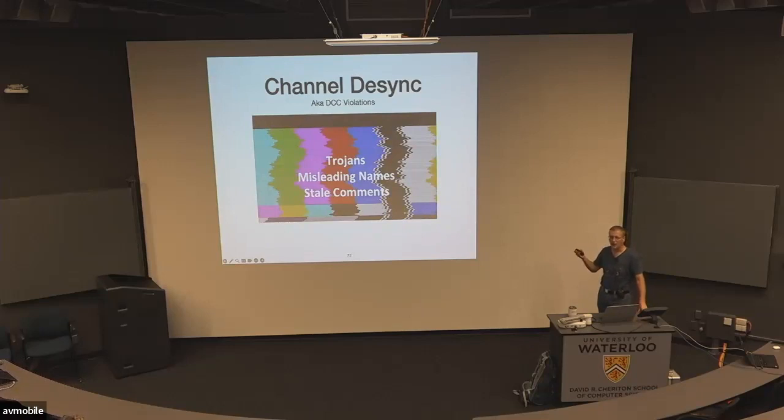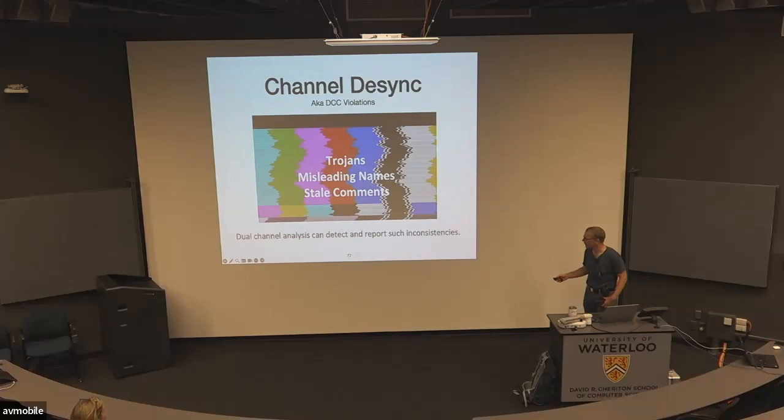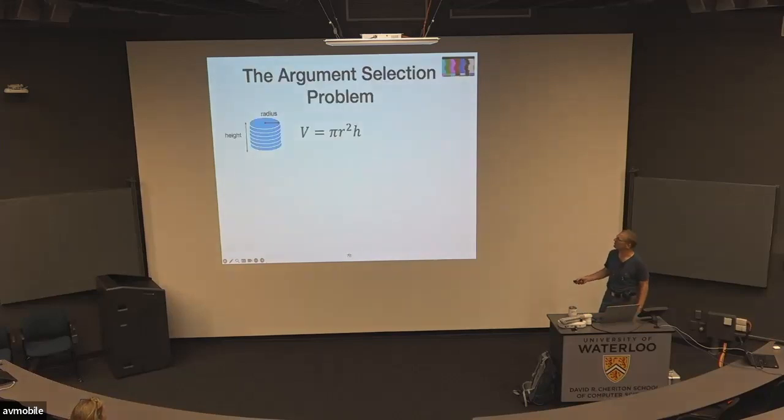These are akin to the violations that I opened the talk with to try to illustrate the concept. And these kinds of desynchronizations can include Trojans, misleading names, and stale comments. And I claim that dual channel analysis can detect and report such inconsistencies. So I'd like to give you 3 examples. First, the argument selection problem; I'm going to give you an example of it.